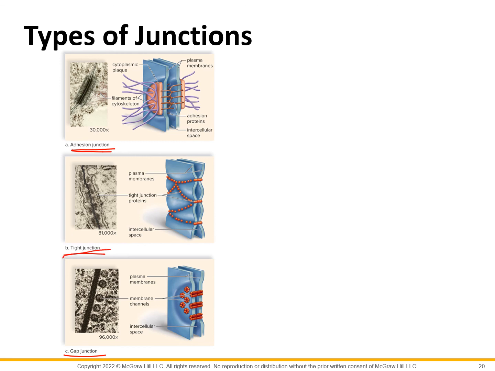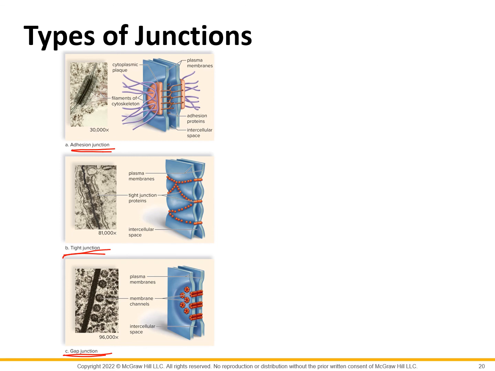Tight junctions produce a waterproof tissue, so you're going to prevent fluid leakage. So this is what you find between the cells in the stomach and the bladder. So that's where you have structures that are holding a fluid that you don't want to leak into the rest of the body. And the last type of junction are the gap junctions.